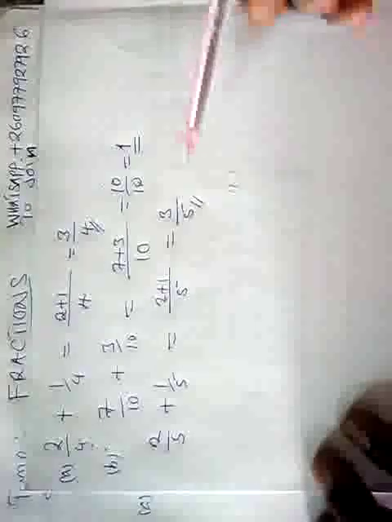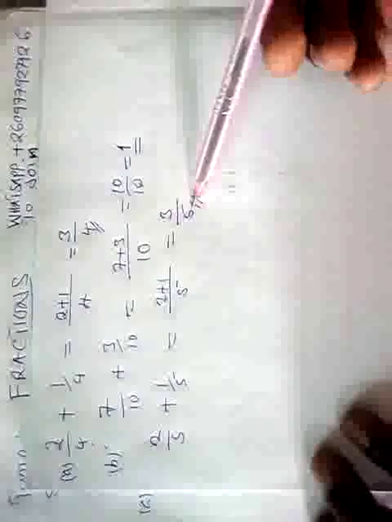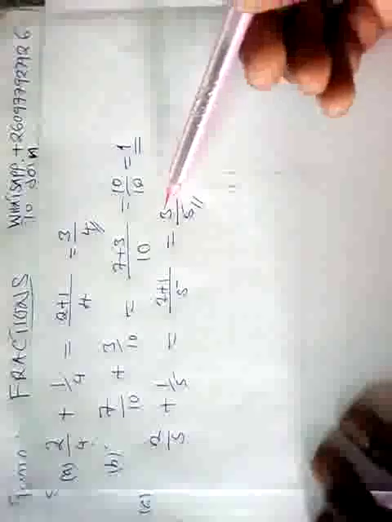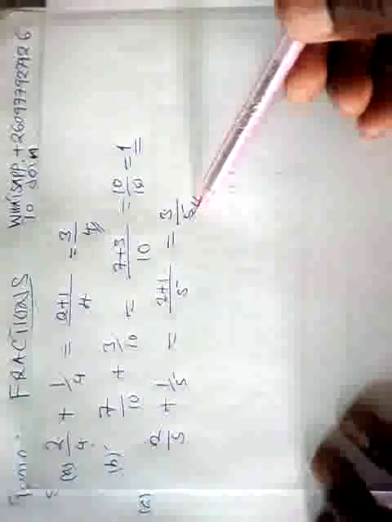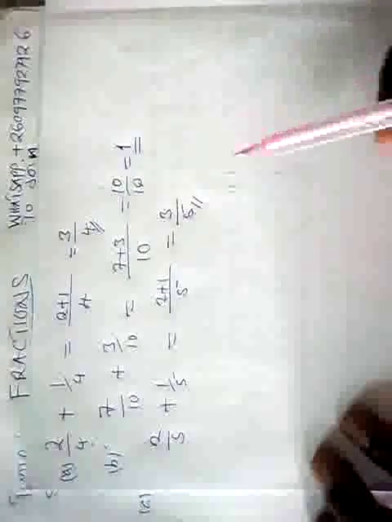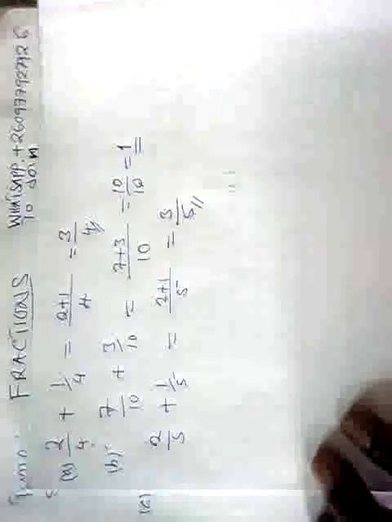Again, this is the final answer because there is only 1 which can go into 3 and 5 without leaving a remainder. 2 cannot go into 3. 2 cannot go into 5. So we can't use it. So this is the lowest term, the answer. We look at the next one.